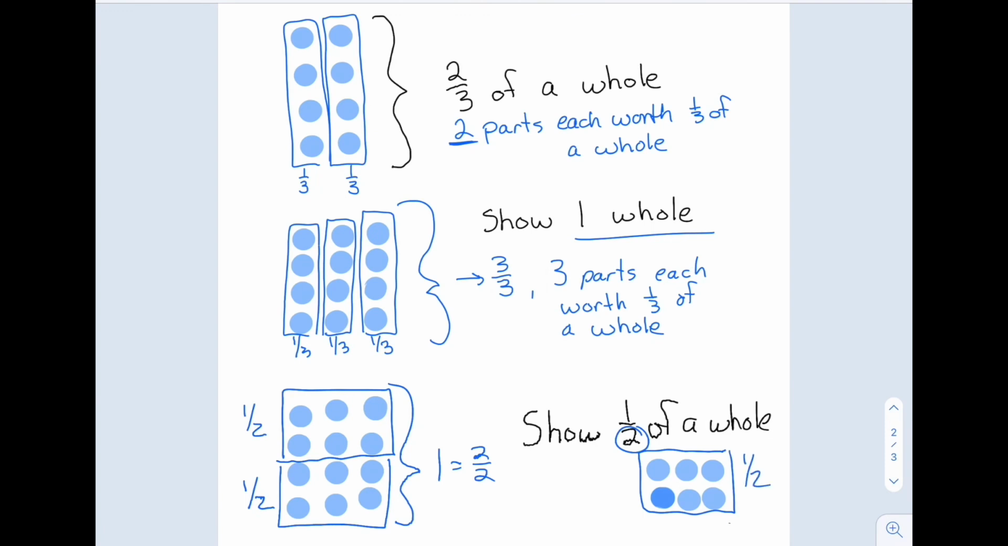So the point of this problem was that sometimes it's helpful to introduce an intermediate step of one whole, and then we can partition it however we want to.